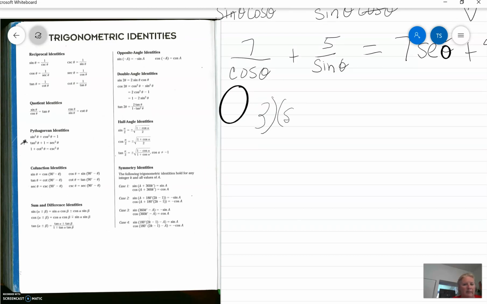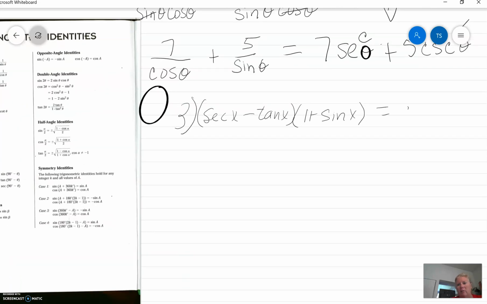This one's going to be secant x minus tangent x, and then 1 plus secant, sine, and we're going to verify that it equals cosine x. My instant thought here with this equation is to multiply. So we're going to FOIL.